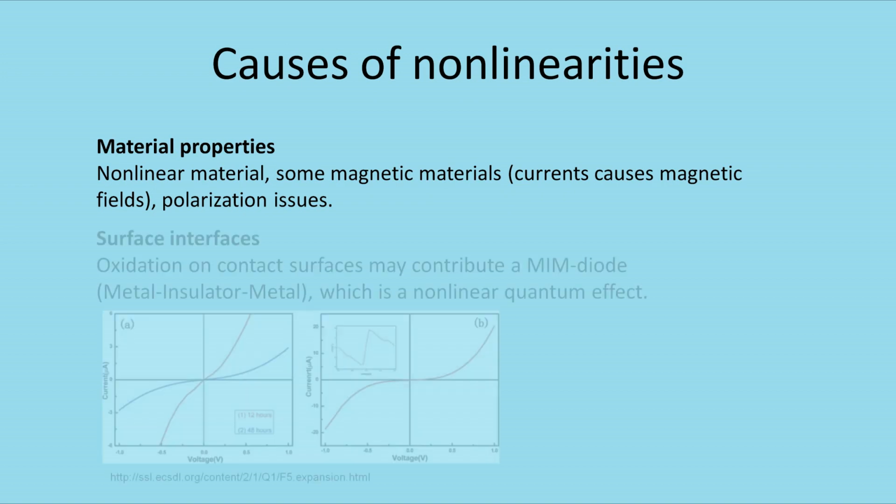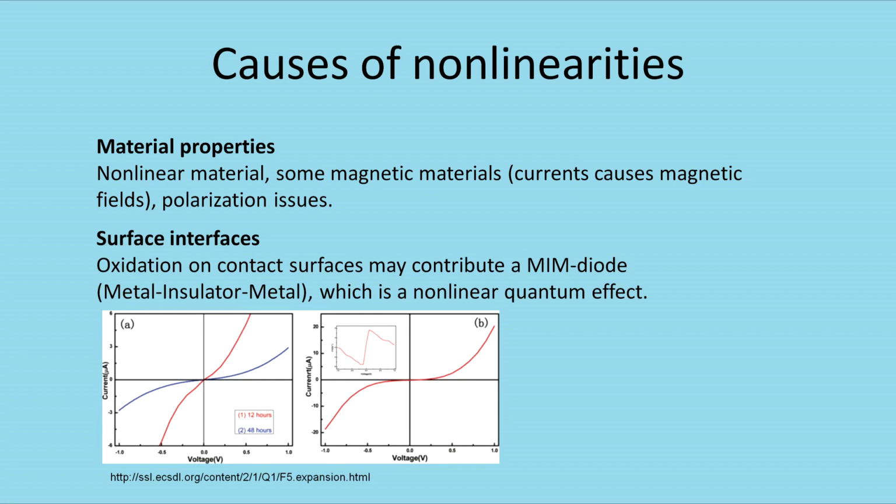The second mechanism is caused by surface effects in the interface between 2 materials. For example, oxidization on the contact surface may contribute to a MIM diode. MIM stands for metal insulator metal. This is a nonlinear quantum effect. MIM diodes suffer from poor mechanical stability, but they can operate at very high frequencies, about 10 terahertz. They have also been considered for solar energy conversion. The diagrams show current voltage characteristic curves for some MIM diodes.